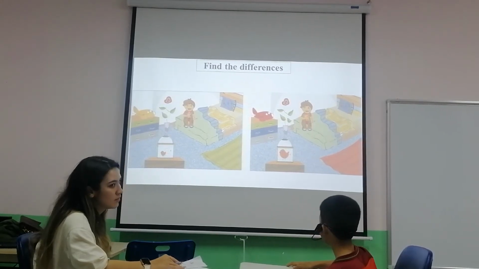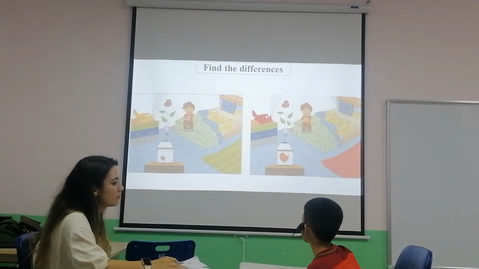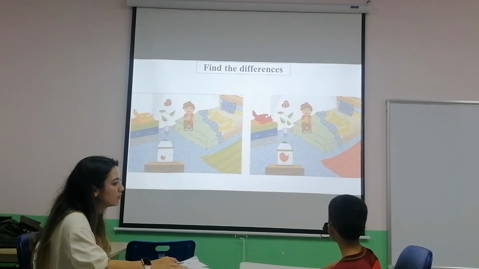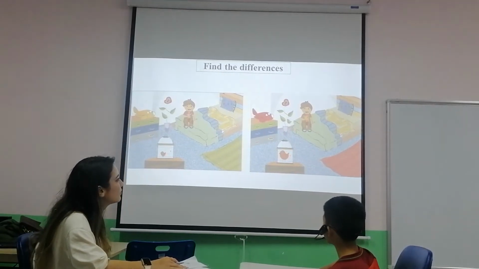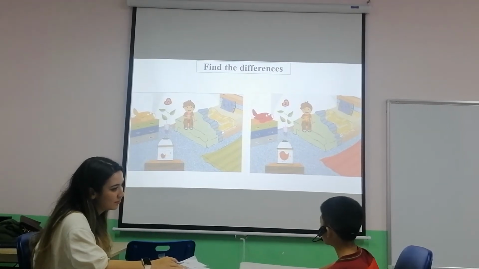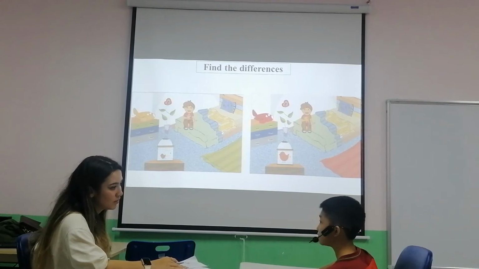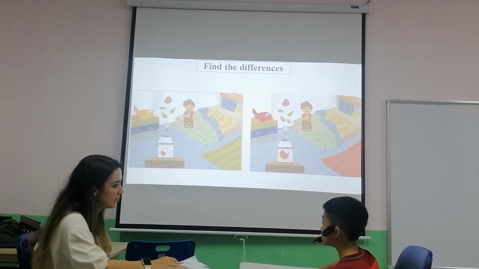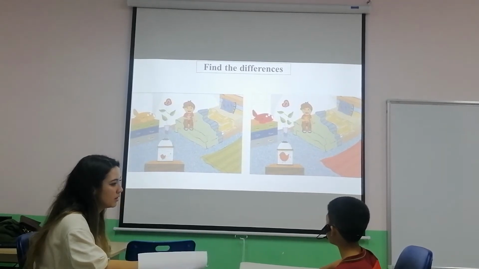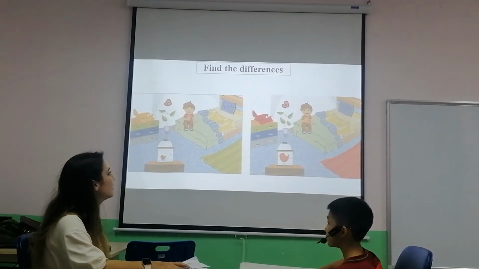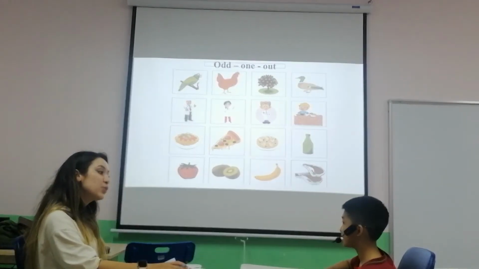In picture one, the boy has a robot. But picture two, the boy has a monster. Picture one, the flower has two leaves. But picture two, the flower has four leaves. Yes, that's all. Did you find the odd one out?